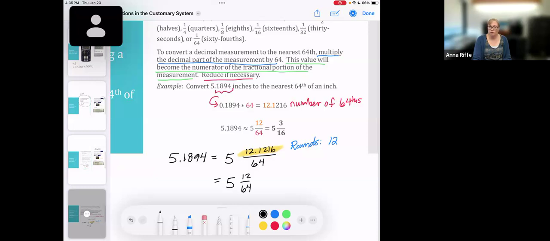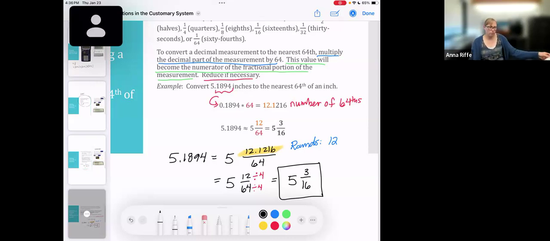So I've written it from decimal form to the nearest 64th of an inch. I do want to reduce, so I want to divide the top and the bottom by 4. That's the common factor, so that gives me 5 and 3/16. So 5.189 is closest to 5 and 3/16 of an inch on a ruler.